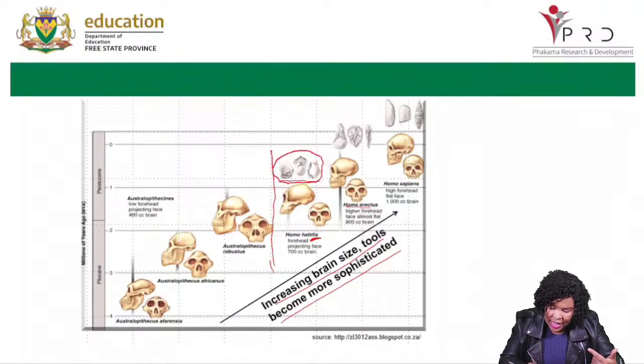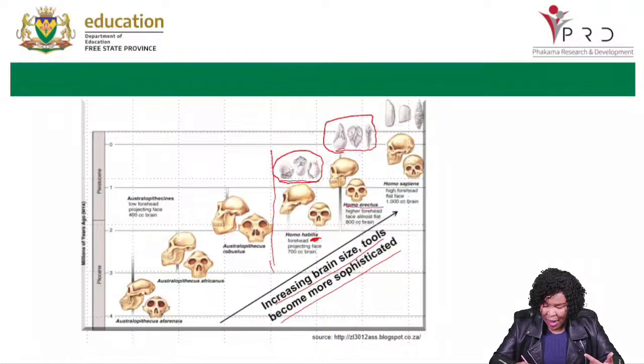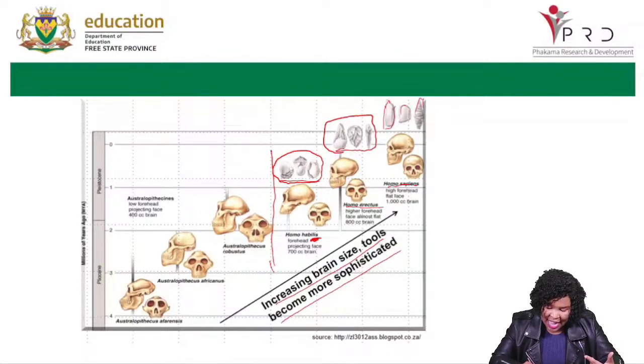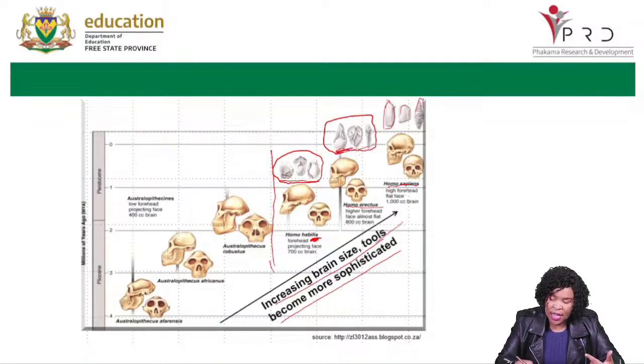But with the Homo erectus, the descendant after the Homo habilis, the tools started to get more sophisticated and sharp. But with the Homo sapiens, look at the tools. They look like knives. Some look like saws. They are even more and more sophisticated. So as our brain size increased, we also started seeing the development of the sophisticated tools that we use today.